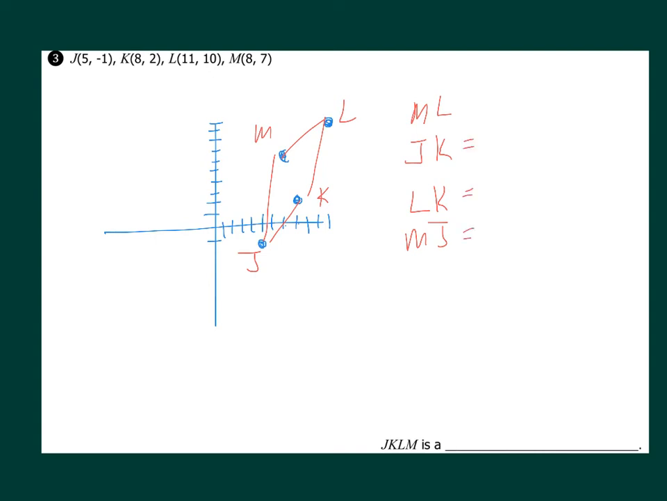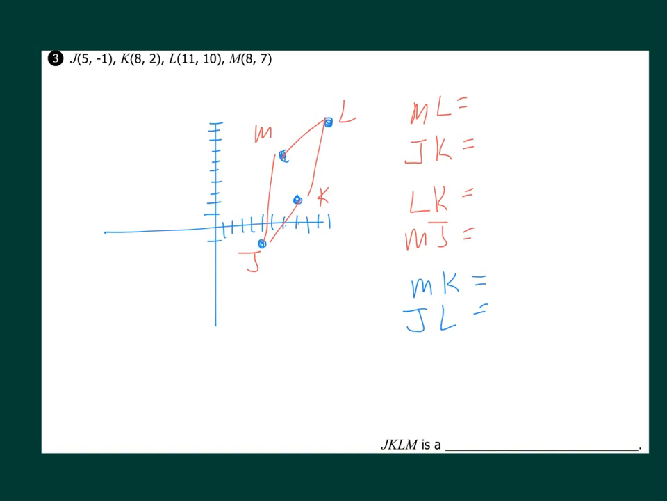And after that, I should narrow myself down to a rhombus or a parallelogram. So I'm either going to get two pairs of sides congruent or all four sides congruent. Then I'm going to analyze the diagonals, MK and JL. If all four sides are congruent and the diagonals are congruent, it must be a square. If I have two pairs of congruent sides and the diagonals are congruent, then it must be a rectangle.